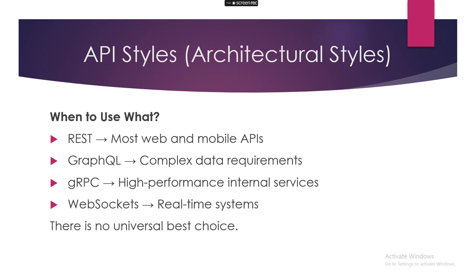So, when to use what? REST APIs, of course, are the most widely used among web and mobile applications. GraphQL is for complex data requirements, when you want to fetch from multiple different database tables on a particular database. Because with REST, you would be making multiple requests to attain the same result which you can get with GraphQL. For gRPC, high performance internal services, service to service communication is very ideal. WebSocket is for real-time systems, so that you get updates as soon as they are made.